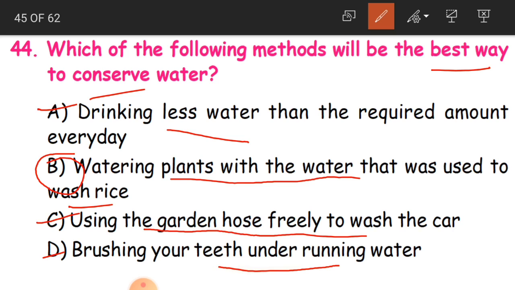Even the water which is used to wash rice is going to act as a best fertilizer for plants also. So you are having two benefits. One is you can save the water. Another thing is you are giving good, strengthy water, that is a good fertilizer, to the plants. So B is the correct answer. Children, if you have plants at your home, please ask your parents to water your plants with the water which you use to wash the rice. Okay, clear?